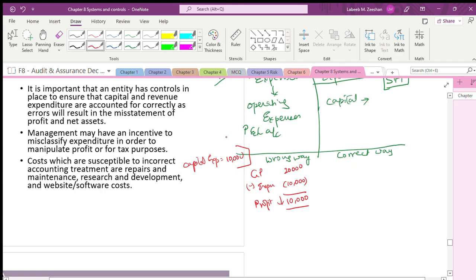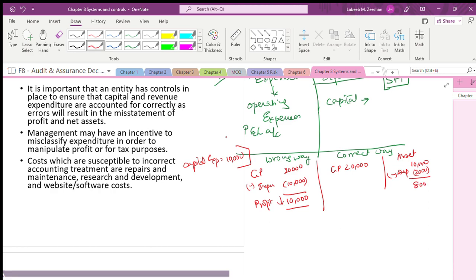Now, what is the correct way? Gross profit is going to be 20,000. You have to show it as an asset, 10,000. From this asset, assume depreciation is 2,000. So you show the asset as 8,000. From the gross profit, in the expenses we reduce only 2,000. Then the profit will be 18,000.